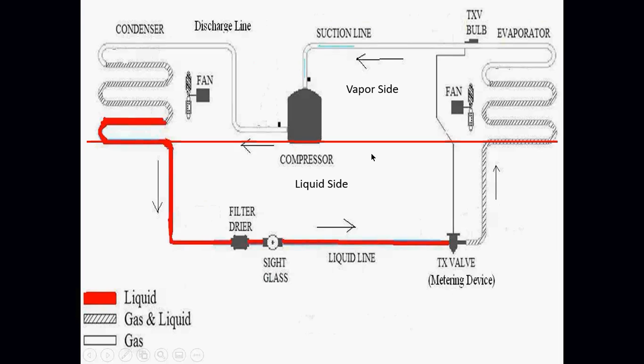I can also divide my refrigeration cycle into my liquid and vapor side. Everything on my outlet side of my condenser, which goes to my metering device, that is all liquid. That's my liquid side. Everything from the outlet of the metering device back to the compressor, that's all vapor. And everything from the outlet side of my compressor to my condenser is also all vapor.